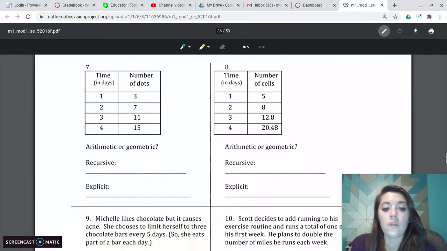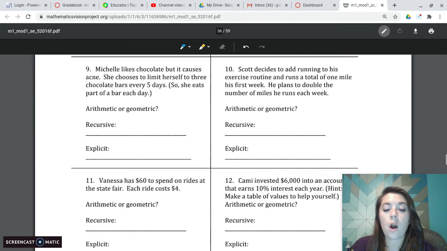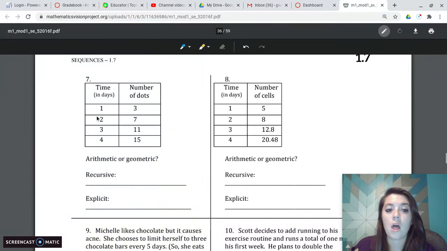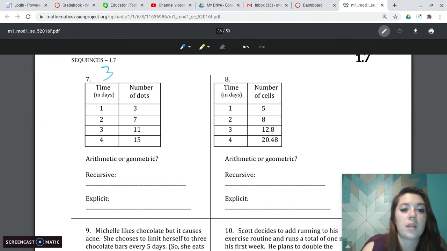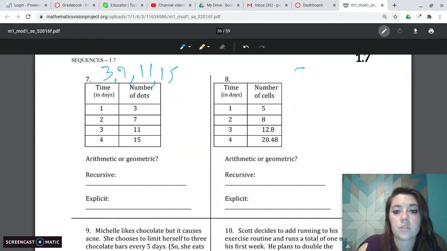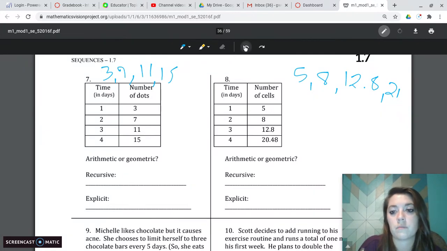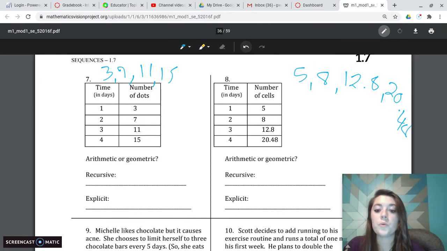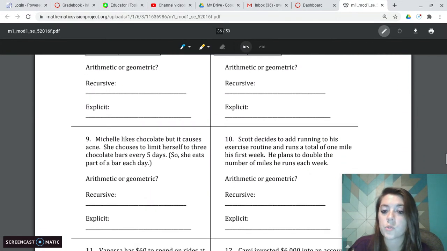All right. The next thing we're looking at. All of these are just like that. So you have a table. In the table, time represents your term numbers. This means term 1 is 3, term 2 is 7. So it's just 3, 7, 11, 15. That's your sequence. This one would just be 5, 8, 12.8, and 20.48. So use that to help you think about those, because I know some of you have had some issues with the tables and getting confused as to what numbers are what.